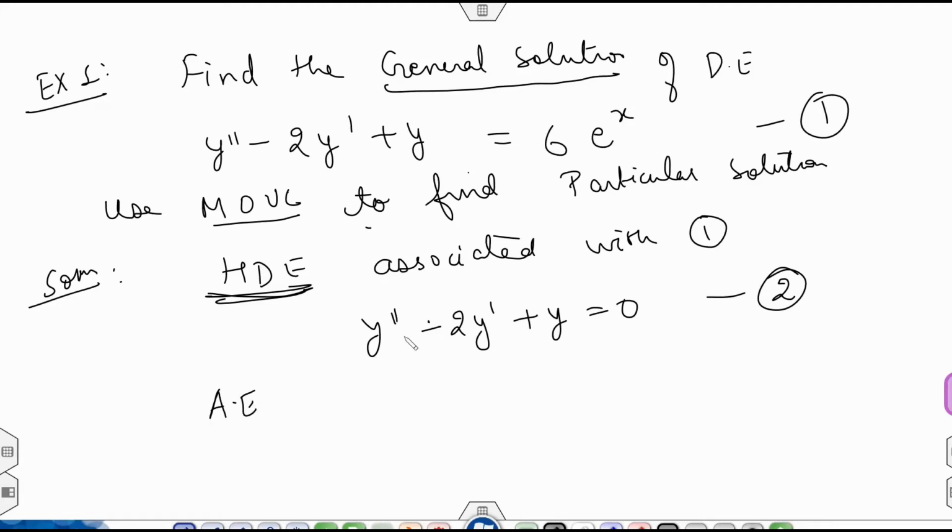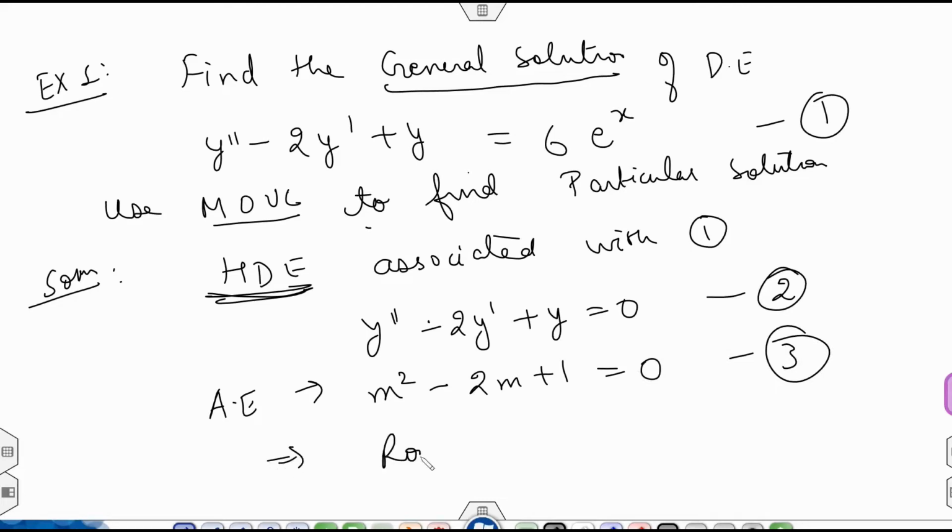And you know how to solve it. It is a second order homogeneous differential equation with constant coefficients. So you will find the auxiliary equation, and the auxiliary equation is given as this, and solving it we get the roots as m is equal to 1 and 1.